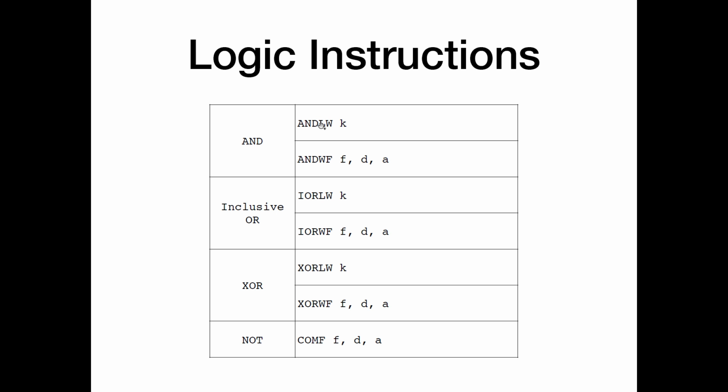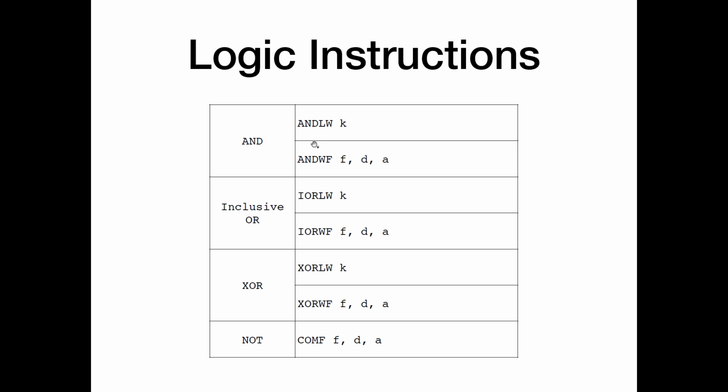As you might expect, anything that has the letter L in it, like ANDLW, means I am taking the content of the working register and doing a logic AND with some sort of a literal. A literal is just a constant number, and that number is K. I can do it between the working register and some sort of a data register or file register, basically a row in memory, where I can provide the address for that data, and I can specify the destination, whether I'm using access bank or not. Kind of like what we saw before.